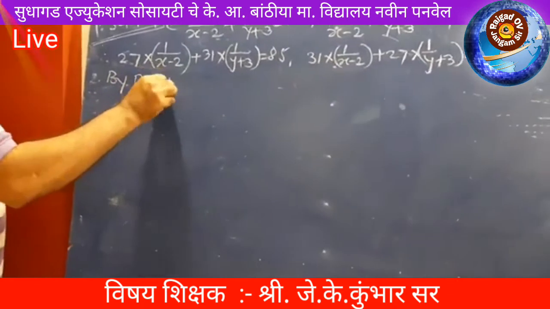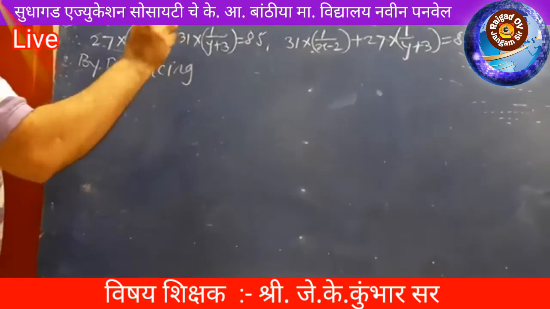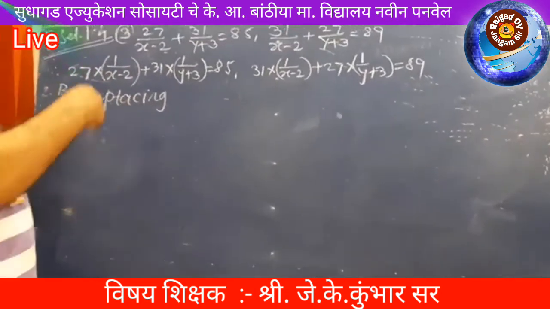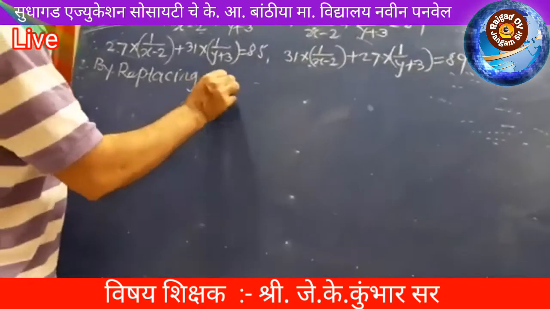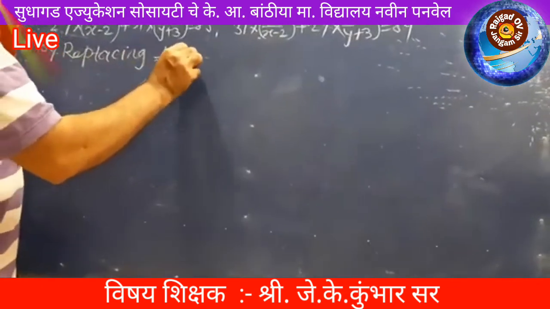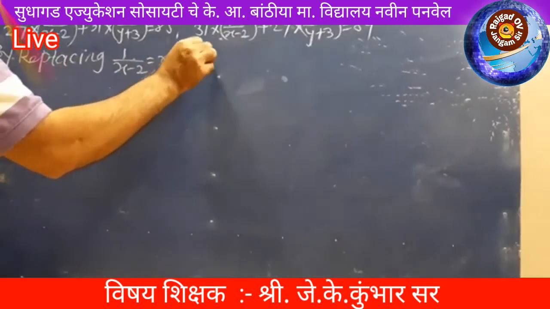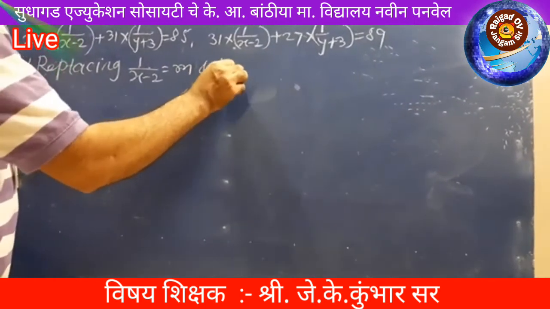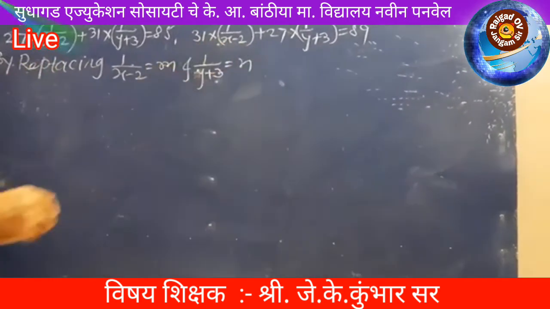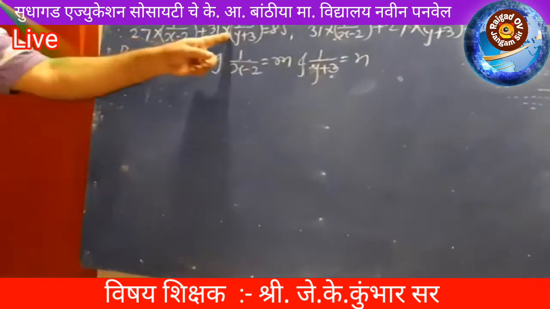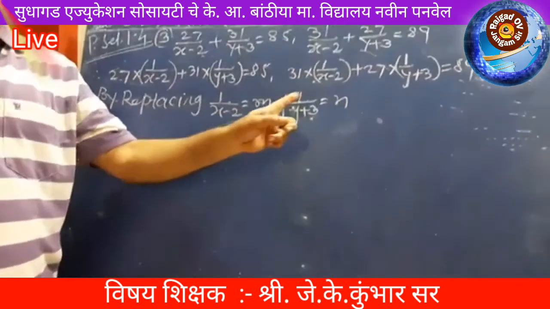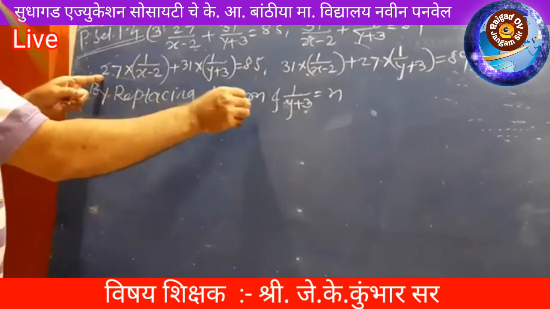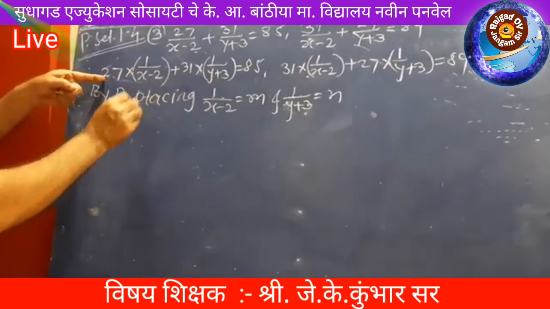What is our next step? By replacing, or resubstituting, put 1 upon x minus 2 is equal to m and 1 upon y plus 3 is equal to n. Except x and y, we can take any variable here from a to z. Now here 1 upon x minus 2 is m, means 27m.